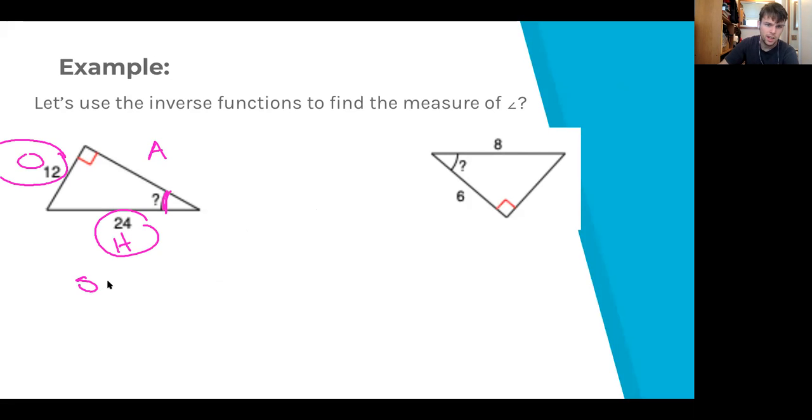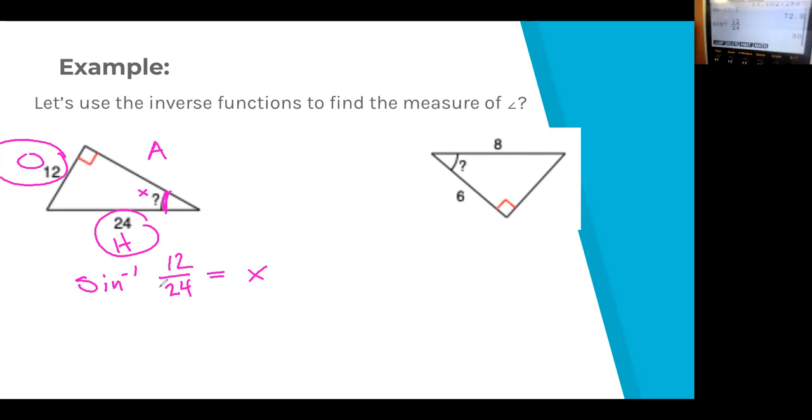So we have sine, I'm going to call this x to make it easier. So sine inverse of opposite over hypotenuse, which is 12 over 24. That is going to equal x. It's going to equal our unknown angle measurement. We could simplify this fraction if we want to and do it that way, but it doesn't matter. I'm just going to do sine inverse of 12 over 24. I'll show that here.